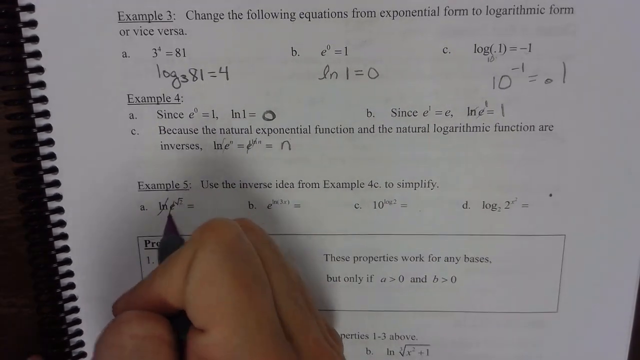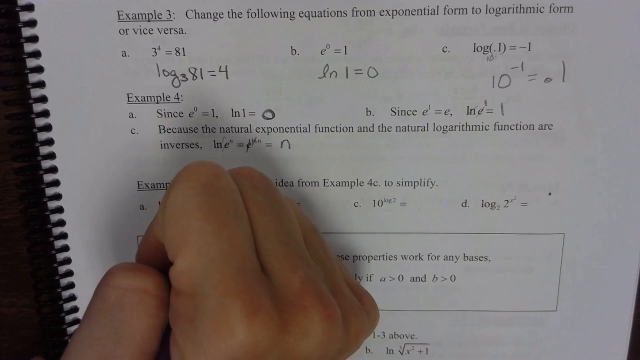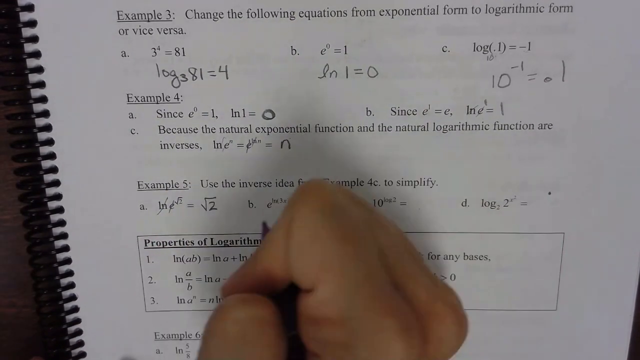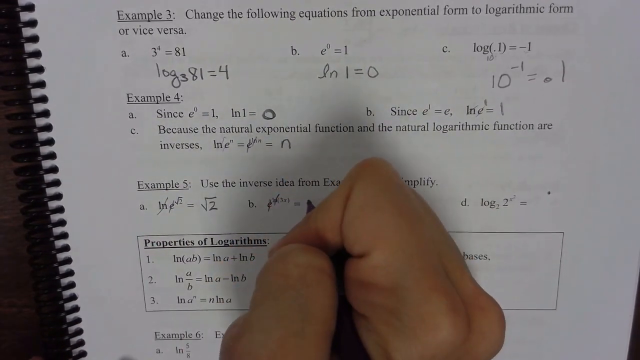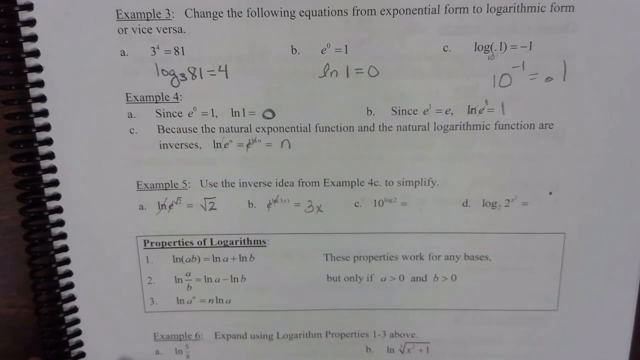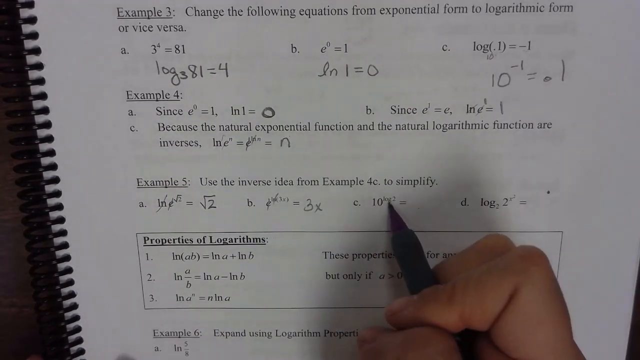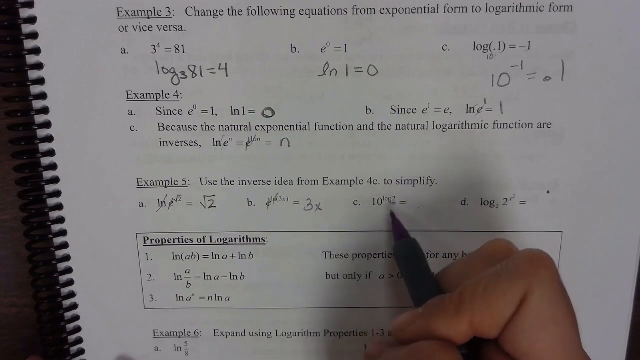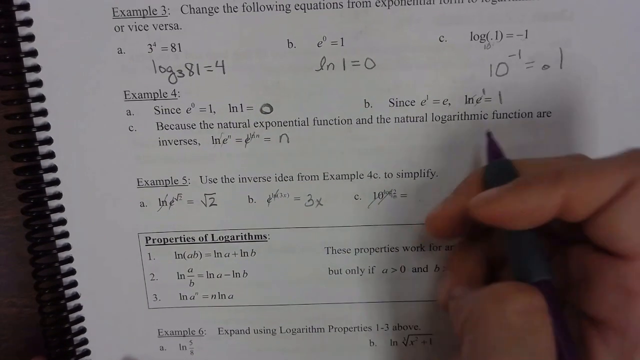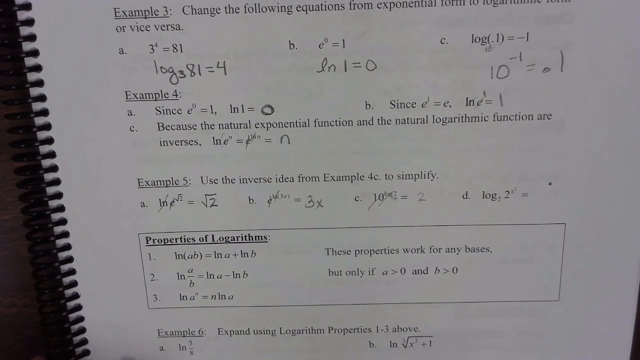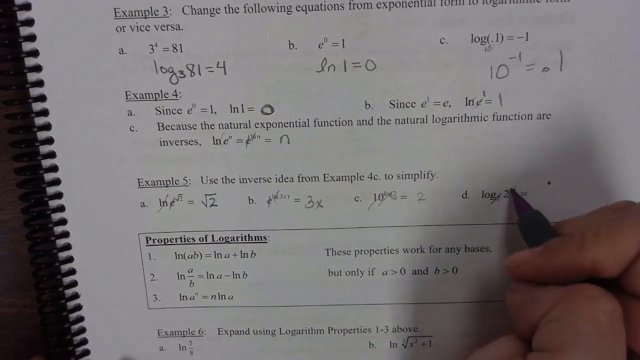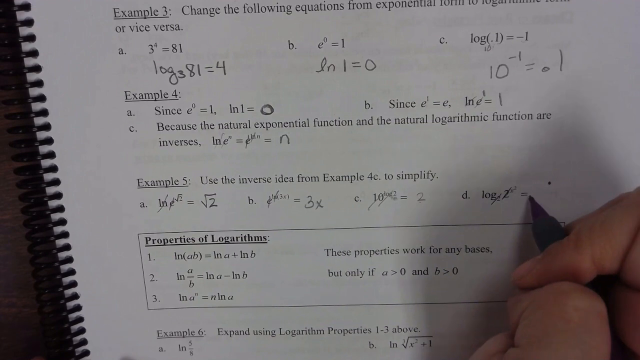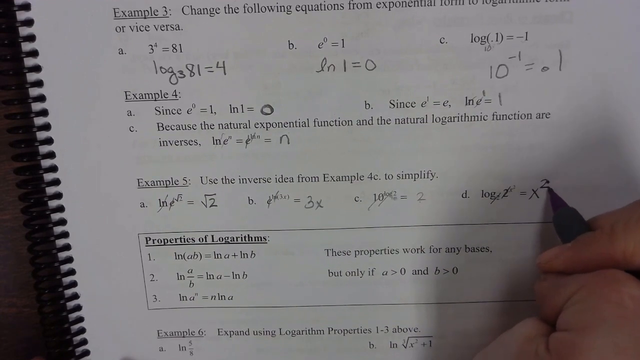So ln and e cancel, we get square root of 2. e and ln cancel, we get 3x. Log base 10 right there, because there's nothing there, that cancels with base of 10, so we're left with 2. And again, log base 2 and base 2 cancel, we're left with x squared.